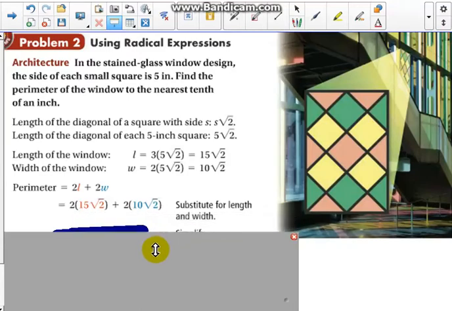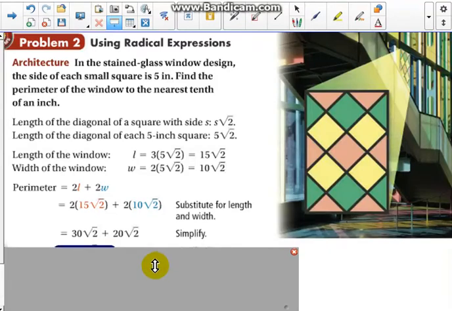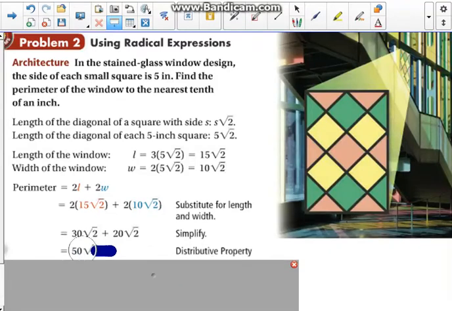Now we're going to continue to simplify. We've got 15 radical 2 times 2, so that's going to be 30 radical 2. And our next one is 2 times 10 radical 2, which brings us to 20 radical 2. Now we have like radicals, so we can add 30 plus 20 radical 2, which is 50 radical 2.